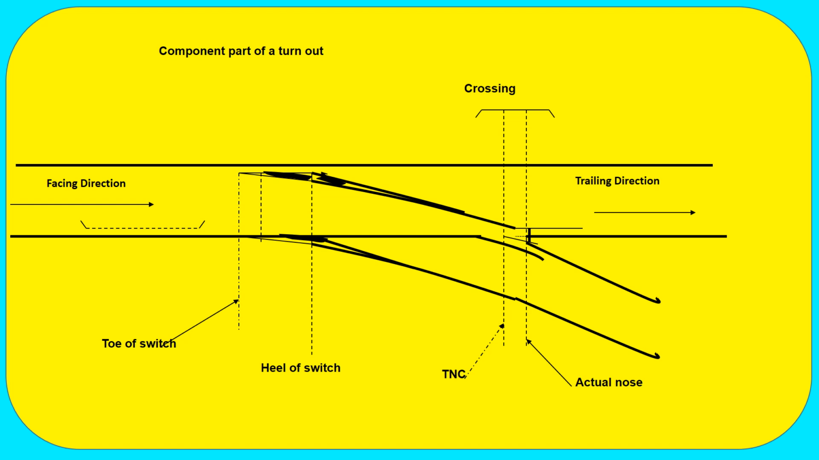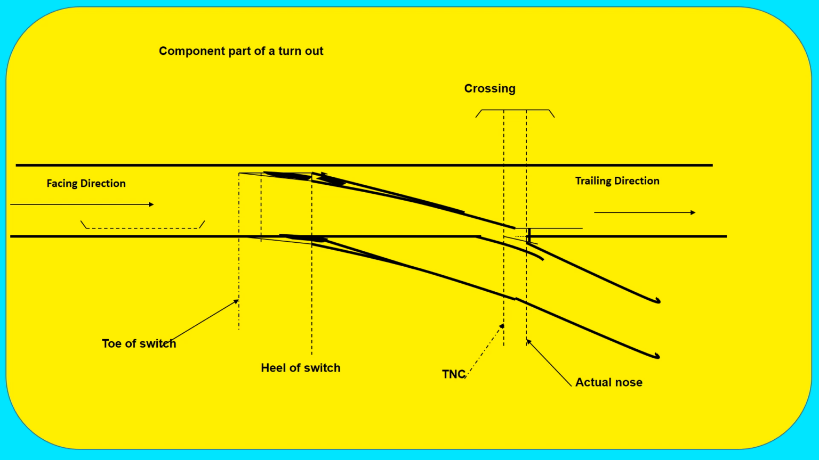It needs acute adjustment. See what the main points of a turnout are from a track civil engineering point of view. The train is facing from here. First will come the toe of switch, then the heel of switch, then the theoretical nose center, then the actual nose center.